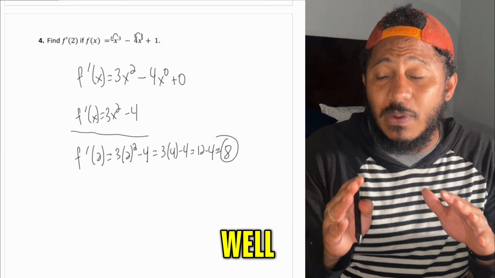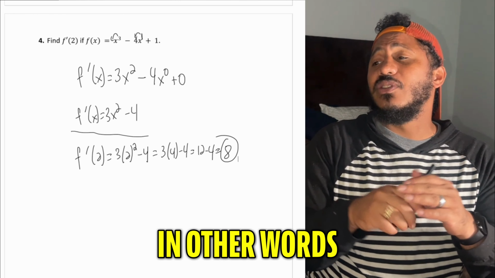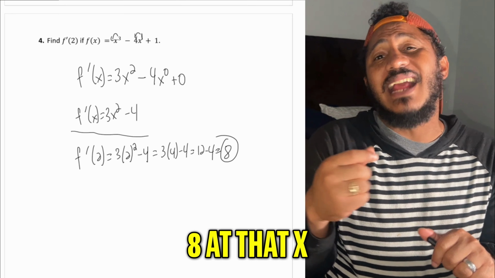Okay. So now what does that mean? Well, it means that at x equals 2, the slope of the tangent line is 8. In other words, the graph is growing at a rate of 8 at that x value 2.